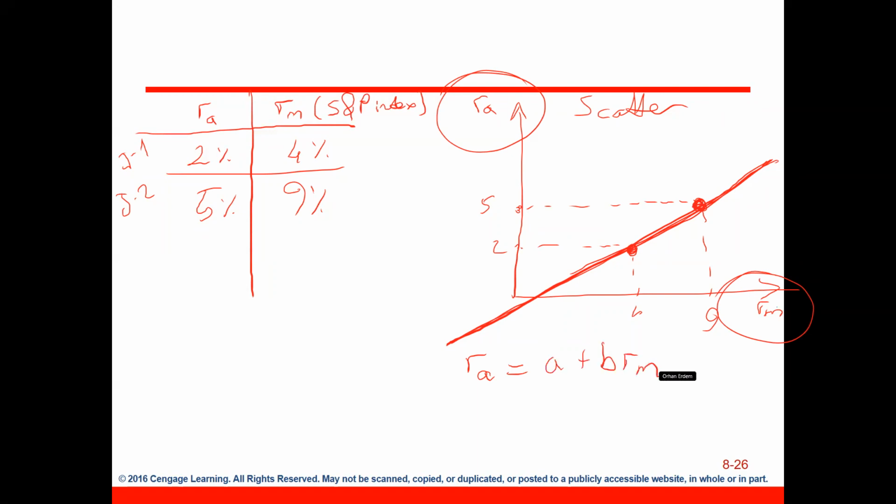Let me clear everything and write this. Return of Apple is equal to 2 plus 0.5 times return of the market. Let's give some numbers here. Assume the market is 1. How much would Apple be? 1 times 0.5 plus 2 makes 2.5. Perfect. If the market goes to 2, then it's going to be 3, right?